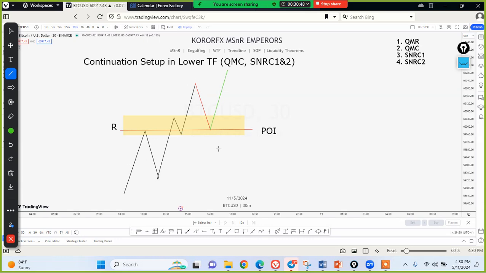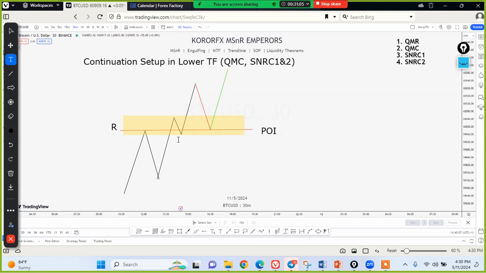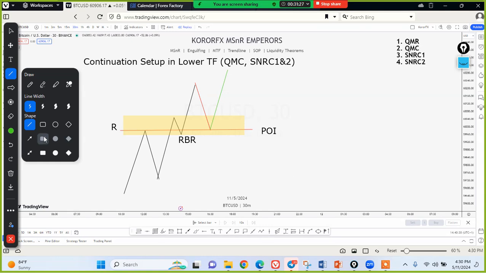This type of SNR is a buy. When it becomes a sell, it looks like this, guys. Before I continue, you have to understand that when we are buying, we get what's called rally base rally. Price rallies, then builds a base here, then rallies again, and we are waiting for the price to come back in order to buy. Boom, that's what's called the SNRC1 buying setup. This is a continuation setup, guys.